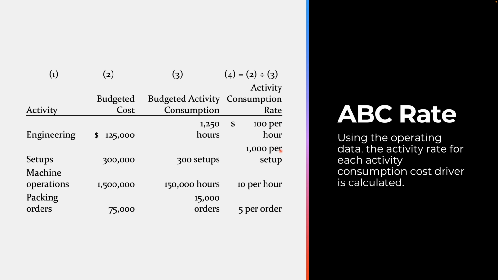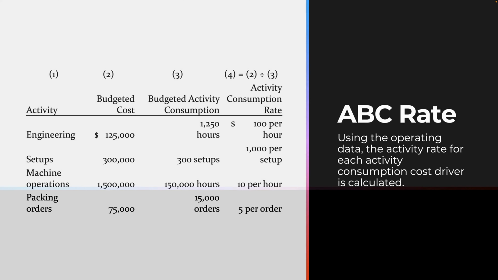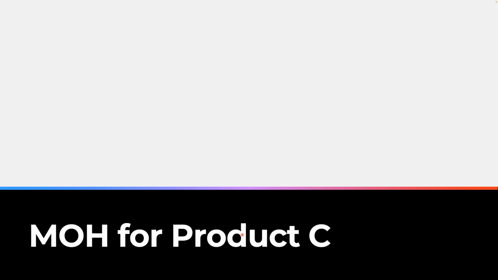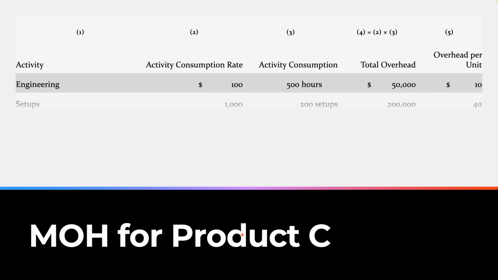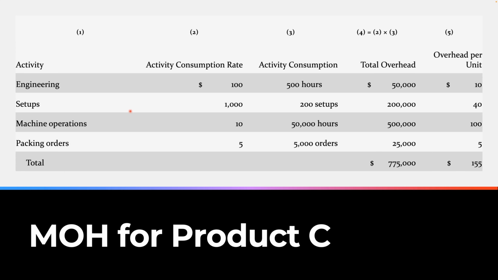We can now use these cost rates, or activity-based costing rates, and multiply them by the amount of each activity used by each product, product C and product B. Let's look at product C first. So the manufacturing overhead for product C, how would we calculate this? Well, remember for engineering, we just calculated a rate of $100 an hour. And from earlier in the video, we were told that product C uses up 500 engineering hours. That's total overhead of $50,000 or $10 a unit.